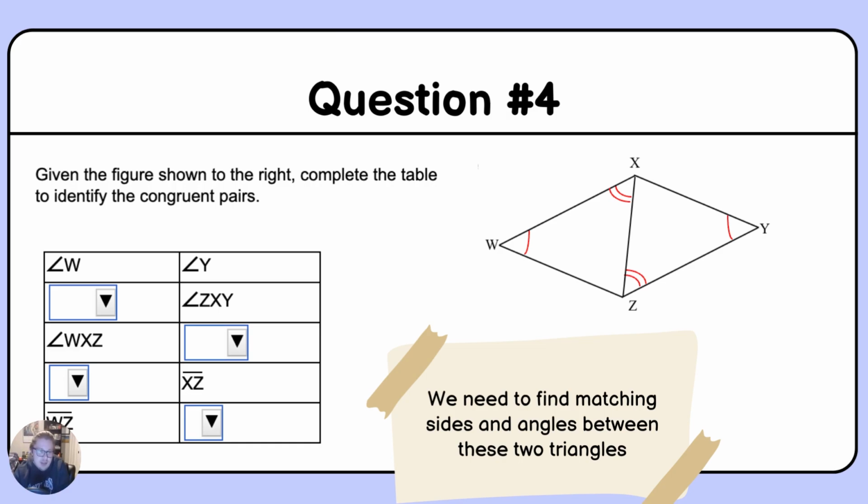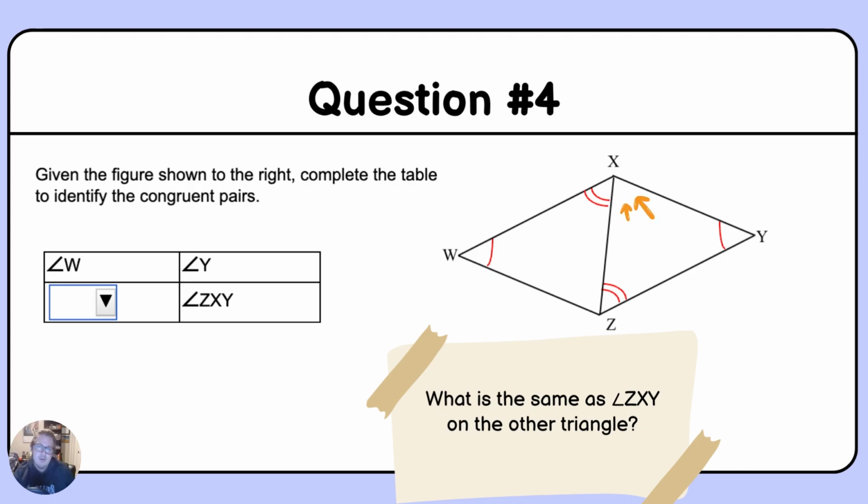This one's really, really important. This is about that angle and side identification. You have to be able to name angles using three letters, and that's what this question is all about. These two triangles are congruent, so we're trying to find their matching angles and sides. In this case, what's the same as angle ZXY?